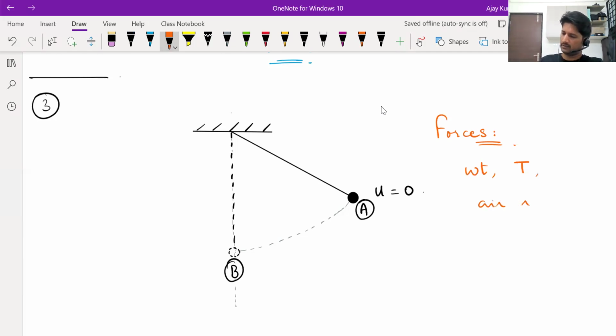I'll write it here. But let's not consider that as of now. Even if you consider it won't matter, that's not the question. I mean, it's not related to the question that I'm asking you. Let it be. Let's consider air resistance also.